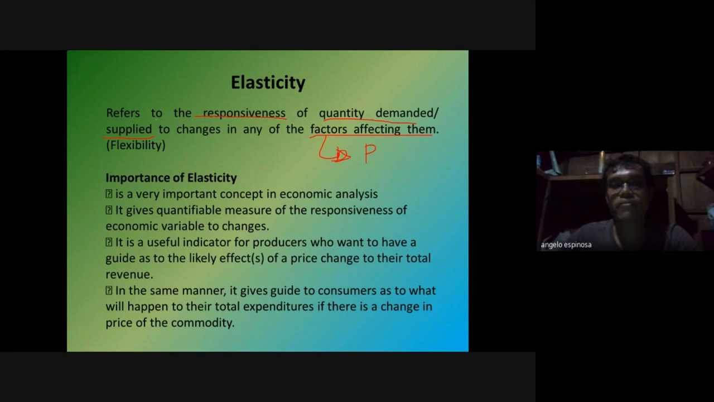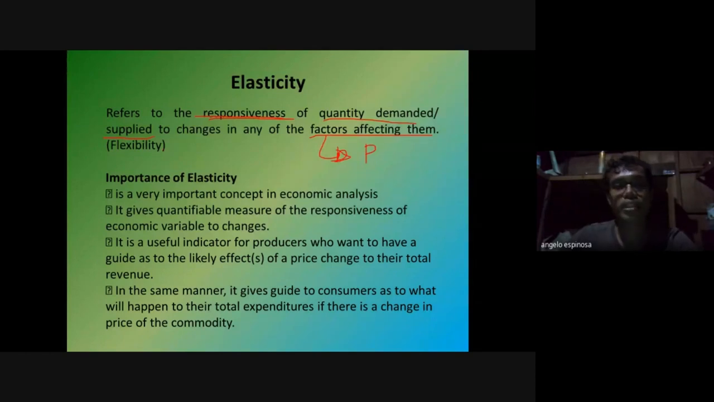Ano ibig sabihin niyan? Refers to the responsiveness. Ibig sabihin nagkakaroon agad ng response, automatic response. If there are changes, example, magkaroon lang ng konting changes sa price, nagkakaroon din ng changes sa curves ng demand at supply. Okay? So it depends on the situation. If it is about demand, so demand yun. Pag about naman siya supply, so that's supply.